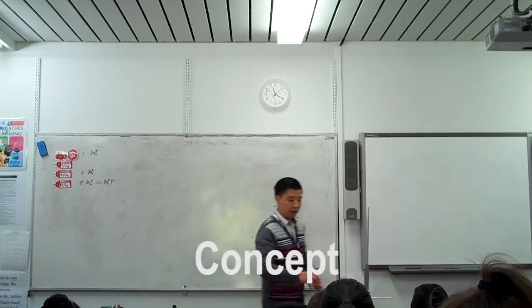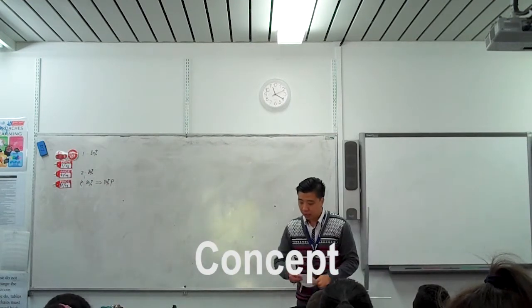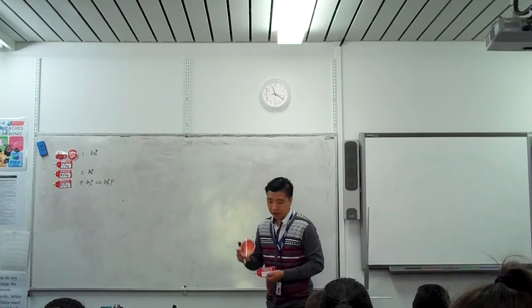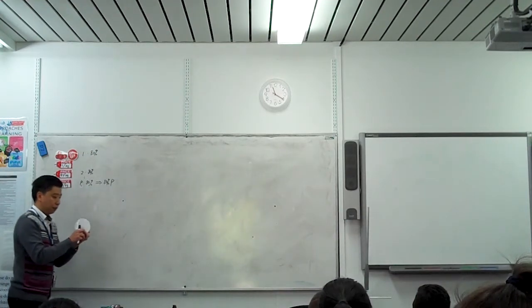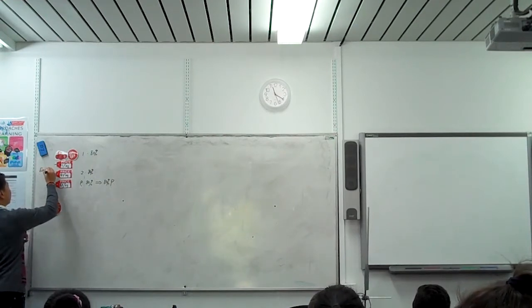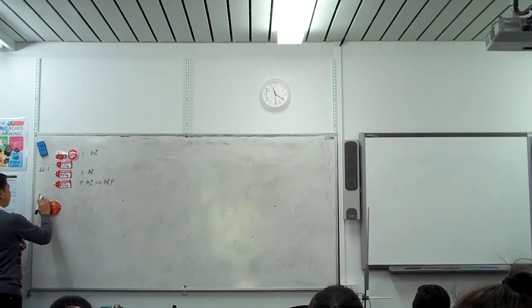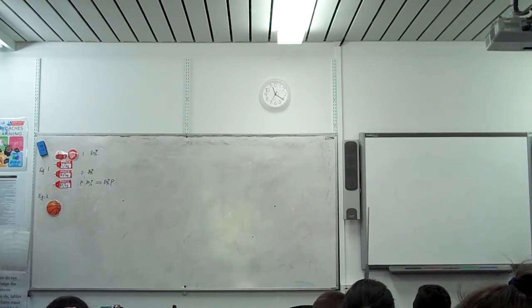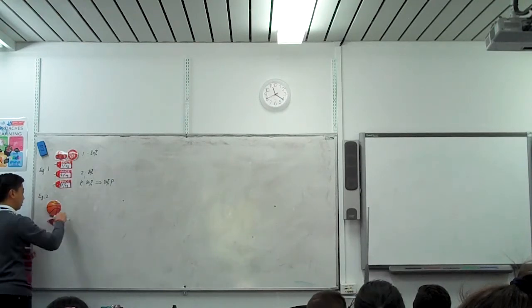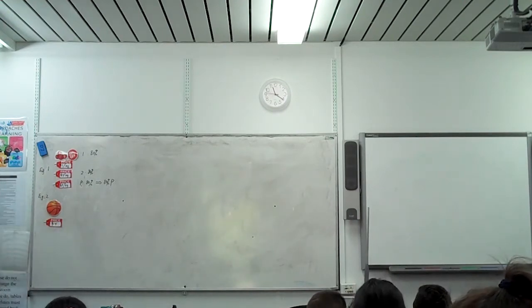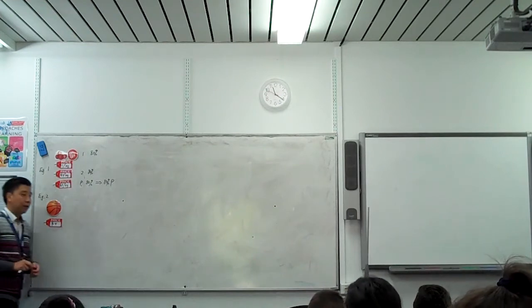Now, have a look here. I've got the basketball here. So one basketball. This is my example 1, and this is my example 2. For one basketball, if I don't know the price, I can say this basketball is X dollars.